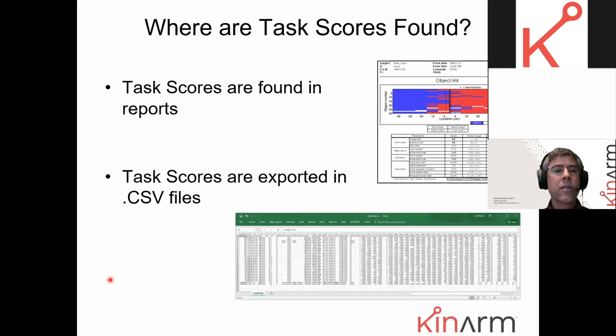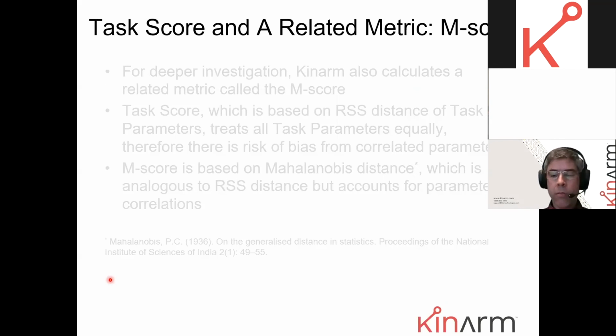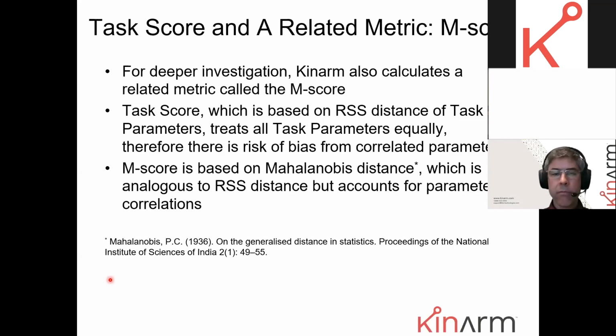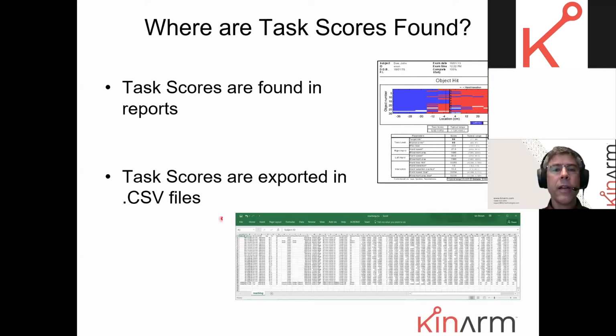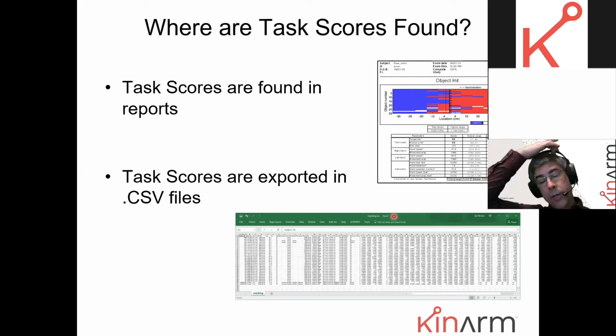Where do you get task scores? Well, as I mentioned earlier, they're found in reports, but of course, we also export those as well. So in the CSV file, you get all the raw parameters, you get the Z-score equivalent of those parameters, and you also get the task score.